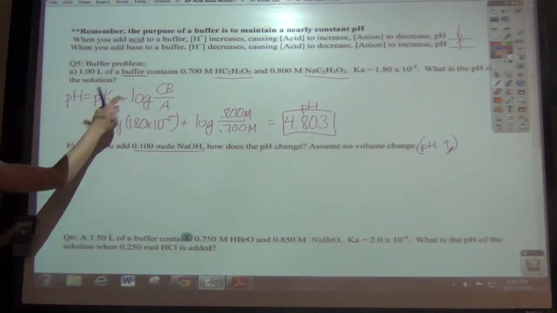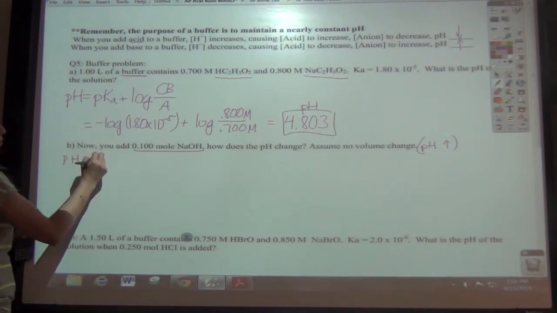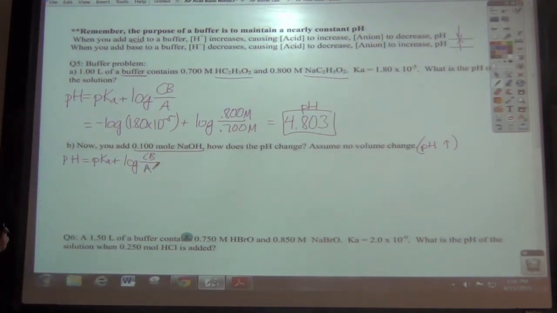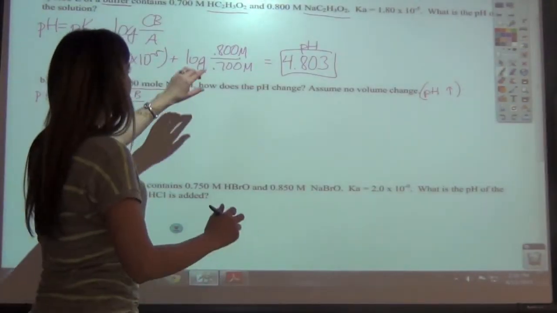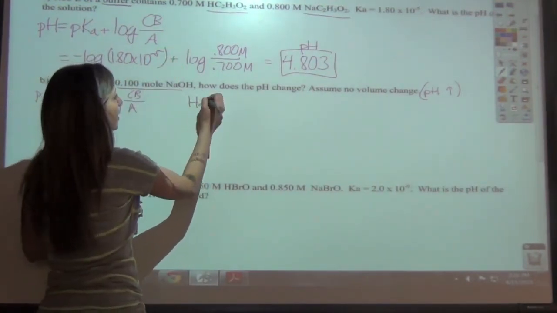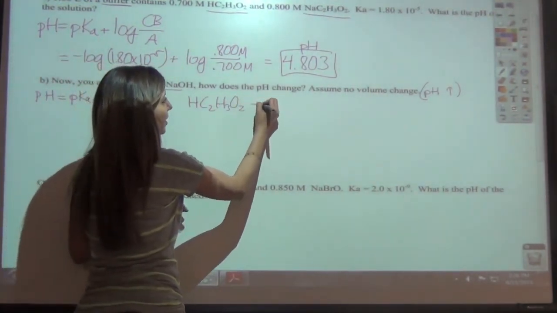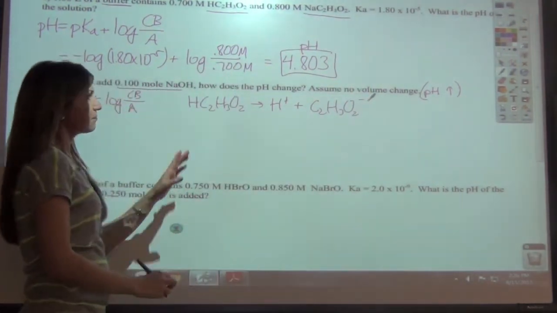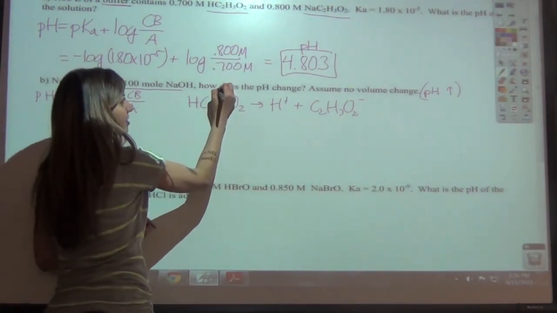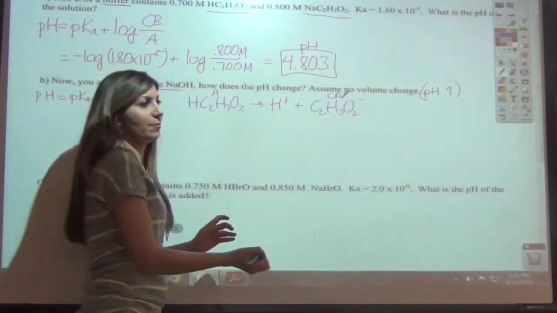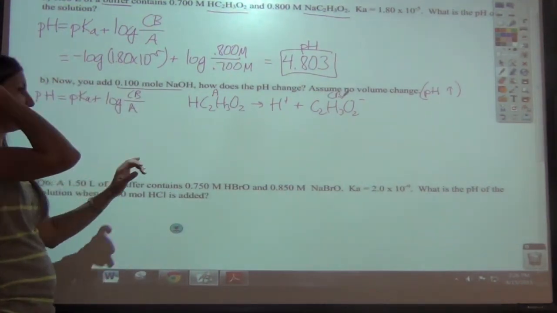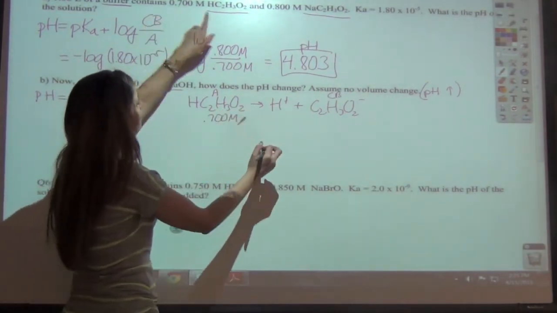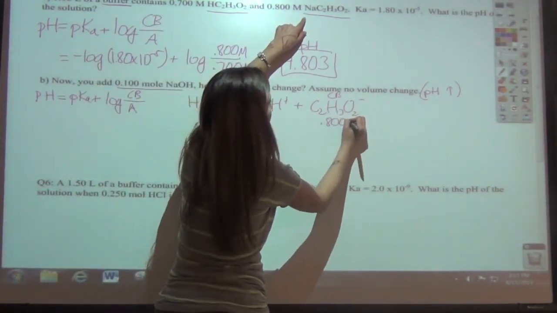So here's how we're going to do this. We're going to use the same equation, pH equals pKa plus log of Cb over A. Okay, so first we're going to write a dissociation equation of this HC2H3O2. And what it breaks up into is H plus and C2H3O2 minus. And this is what we're basically calling our acid, and this is what we're calling the conjugate base in this case. So it's the same as what we were doing before. And the concentration of this originally was 0.7 molar. And the concentration of this was 0.800 molar.